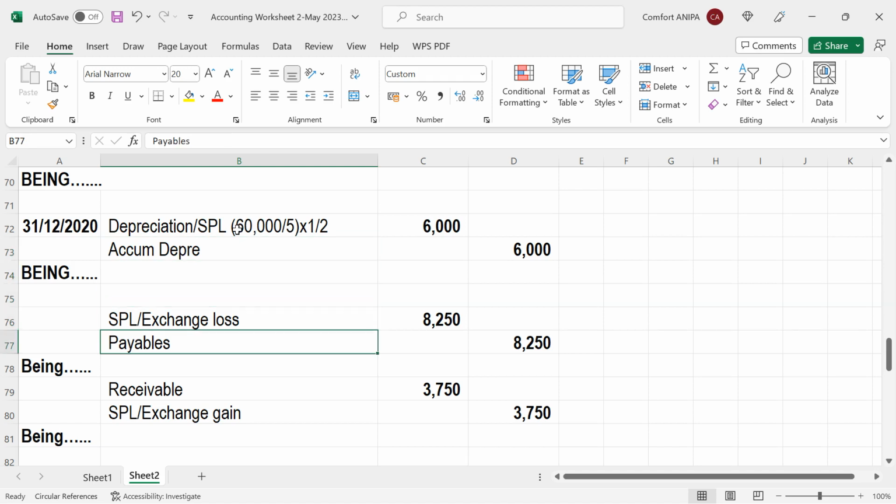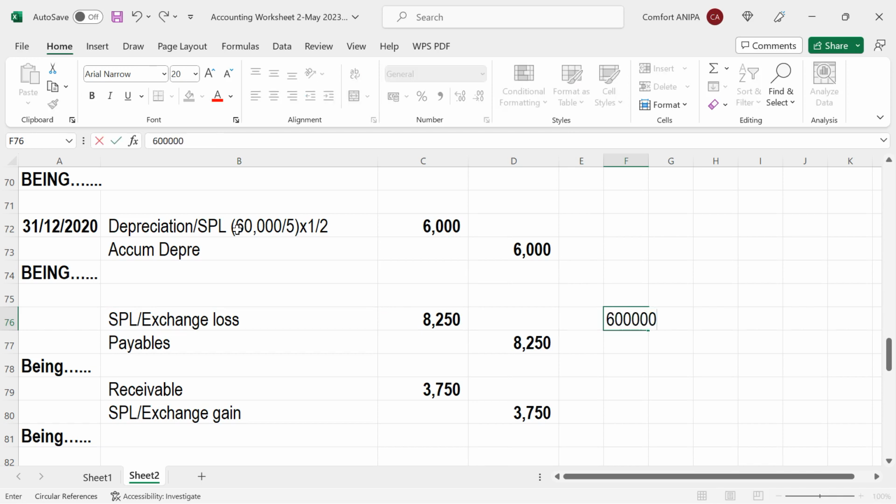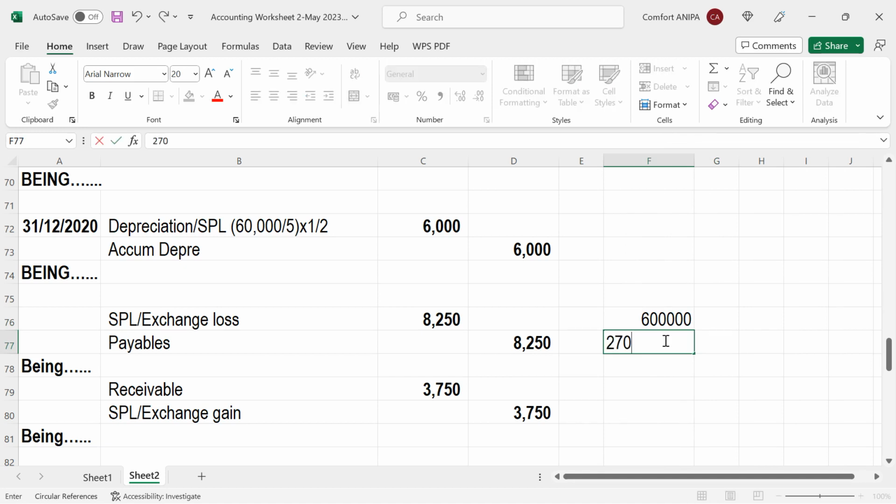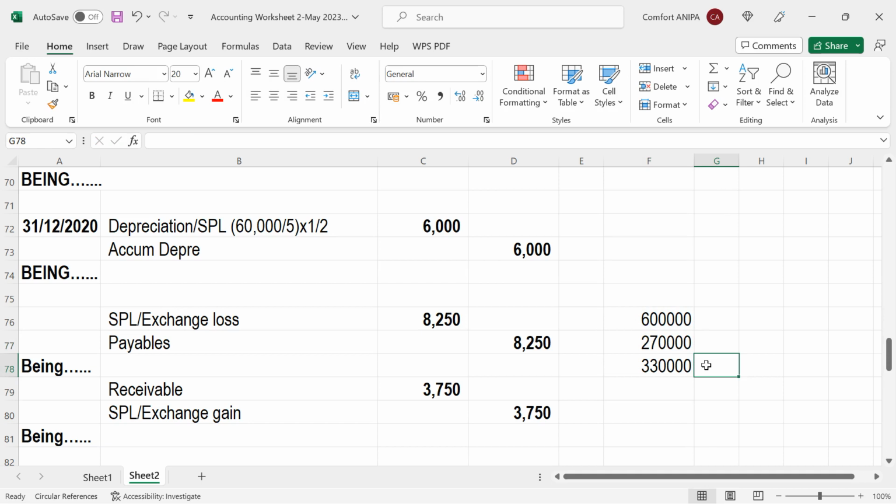And then the exchange difference of the payable, as in the payment for the plant. Now, remember, we acquired the plant for 600,000 shillings, and then we paid 270,000 shillings. So we are left with 330,000 shillings. And these 330,000 shillings we will now translate at the closing rate, which is 8. Now you have 41,250. So in your statement of financial position, 41,250 will be there as your payable.